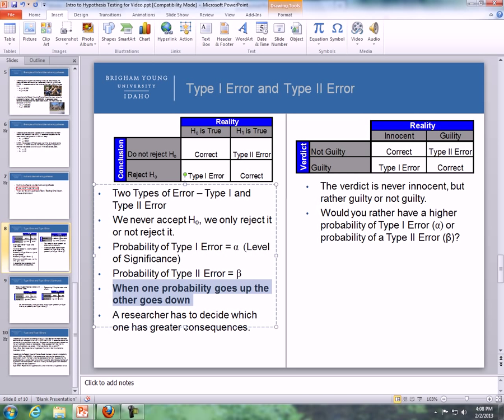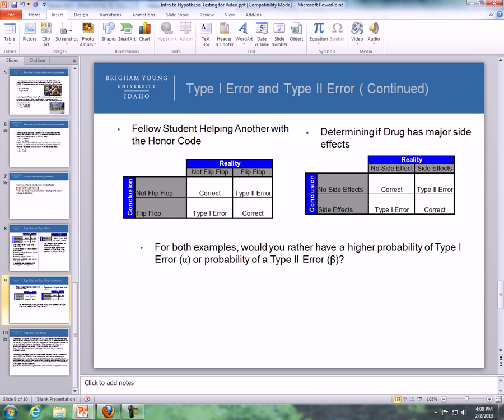Okay. Now here's a couple of other examples here. The one on the left is a little less serious than the one on the right. But for instance, say you were walking around campus and you saw somebody with footwear and you weren't sure whether or not they were flip-flops. So you can have two different types of errors that you could commit. You could conclude that the student, this should say flip-flops, the student was wearing flip-flops when in fact they were not. Or you can conclude that they were not wearing flip-flops when in fact they were. So there were two different types of errors in this case.